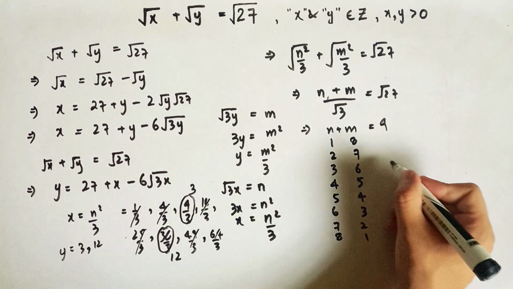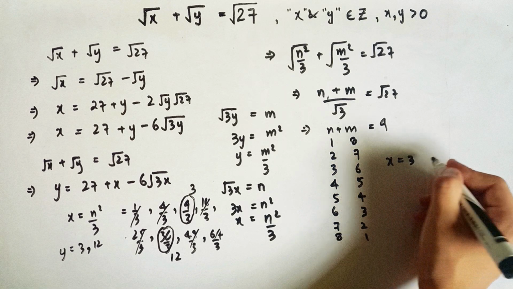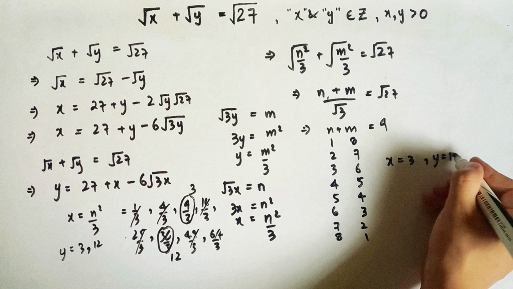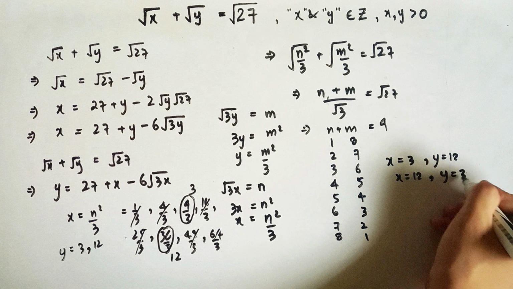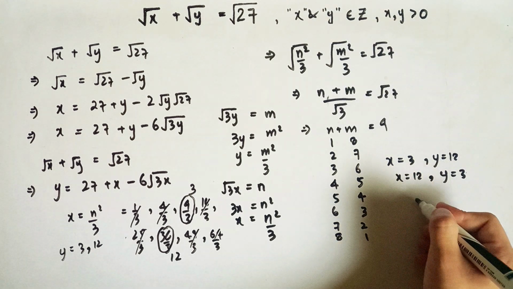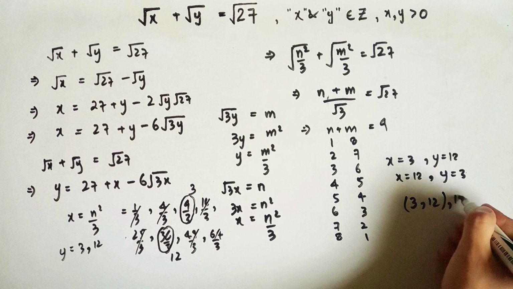Now if x equals 3, then y equals 12, and if x equals 12, then y equals 3. So we have two possible ordered pairs. One is 3 and 12 and the other is 12 and 3.